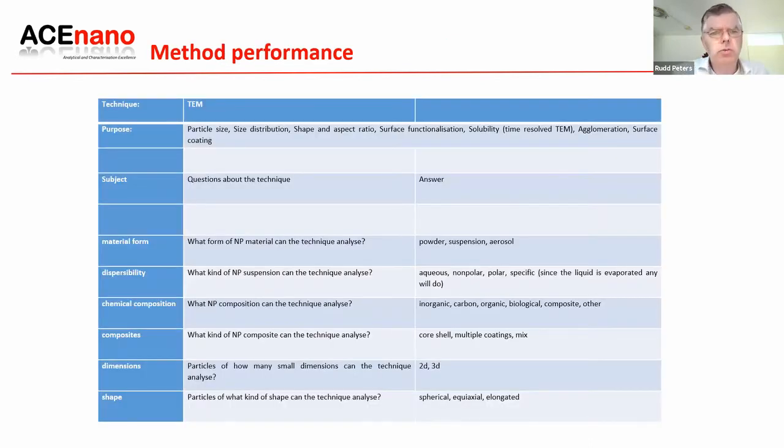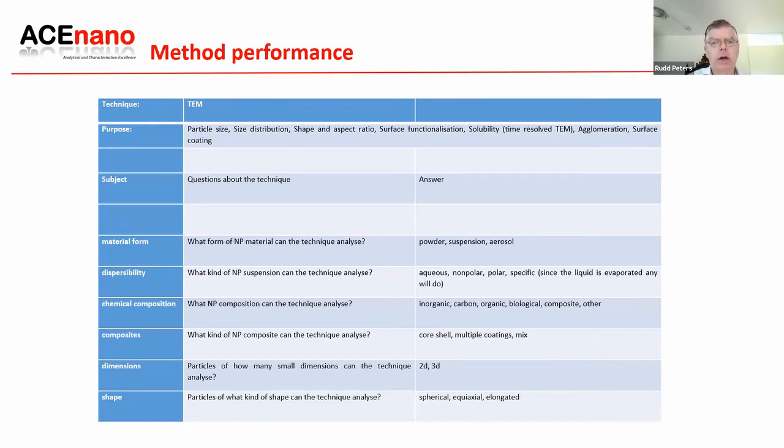Just as an example, I give you this table for transmission electron microscopy, where you can see on the left the questions that were asked from the experts, and on the right the answers they gave. So for TEM, according to the experts, it can handle all materials, whether it's powder, suspension, or even an aerosol. And it can also handle all kinds of suspensions, since the liquid of the suspension is evaporating anyway before you do the analysis. Apparently, it can also handle all types of chemical compositions, although some, like biological materials, may be sensitive to vacuum or electron radiation, but that is further on in the table.